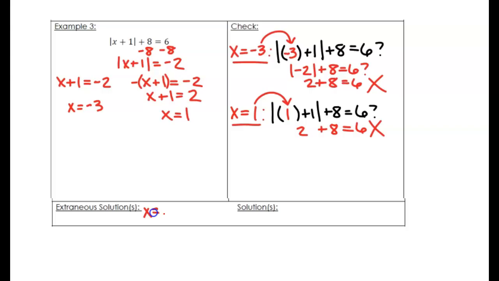So x equals -3 and x equals 1 are extraneous. When you substitute them, they don't work. So are there any solutions that work? No. So we say that this is no solution. This has no solution. Okay, so we've got 2 more to do.